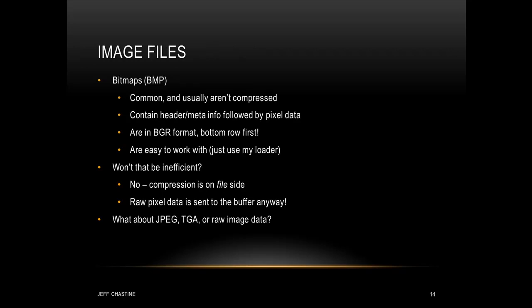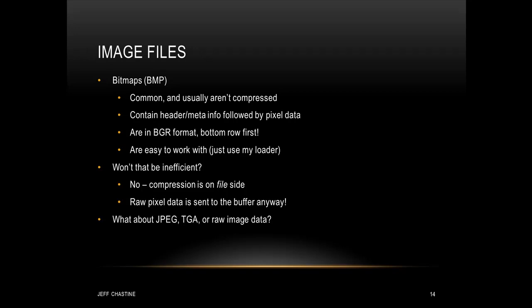So there's always a question of which image file we should be using. The one that we're going to use here is going to be a bitmap, and there's a couple reasons for this. First of all, bitmaps are really common, and they usually aren't compressed, so we don't have to worry about any compression algorithms. Bitmaps also contain a really simple header, which is just meta information about the image, followed by pixel data. Bitmaps are in BGR format, which is really close to the RGB format that we need. And they're also pretty easy to work with. In fact, I would recommend that you just use my bitmap loader.